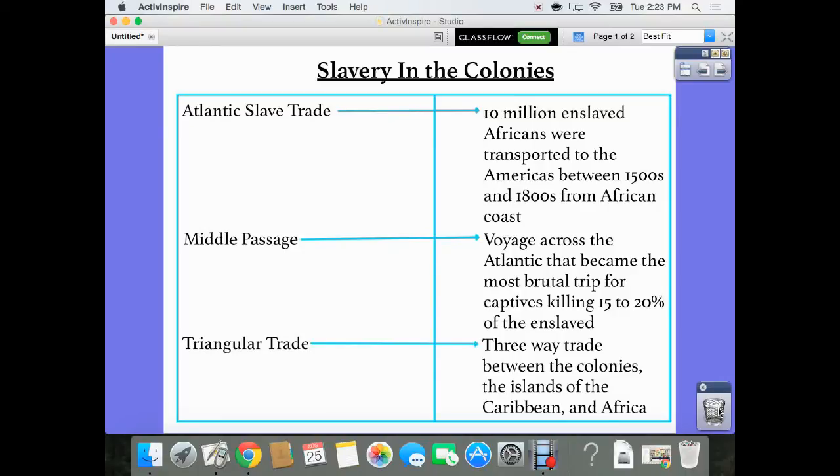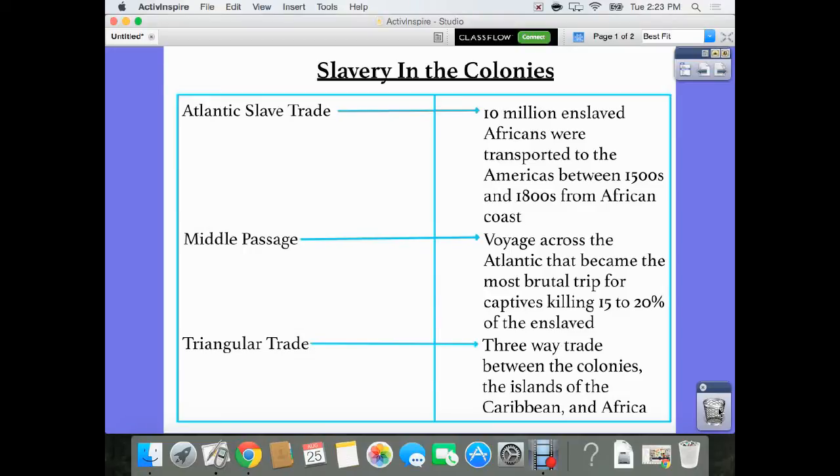Now, the second part of this whole journey in the triangle trade is that they would take the rum, guns, and other goods from New England to West Africa. So they would sell from New England down to West Africa. And once they got there, they would trade those goods for enslaved Africans. And then on the last part of their journey, they would carry the enslaved Africans back to the West Indies.